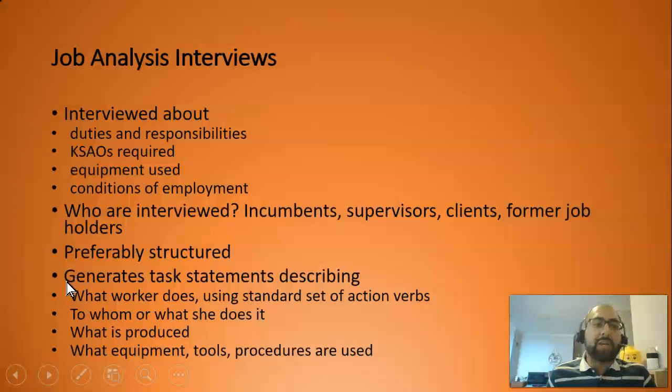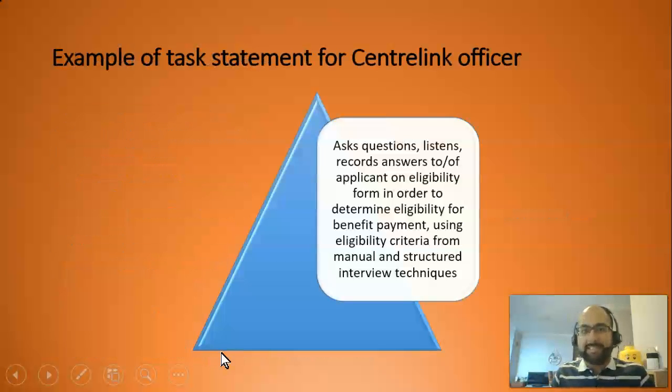Now, the goal of the job analysis interview is to generate task statements. These task statements describe what the worker does, using verbs, to whom or to what it is done, what is produced in the process of doing the job, and what equipment, tools, procedures are needed. Here's what a task statement would look like for a Centrelink officer. Asks questions, listens, records answers of applicant on eligibility form in order to determine eligibility for benefit payment using eligibility criteria from the manual and from structured interview techniques.